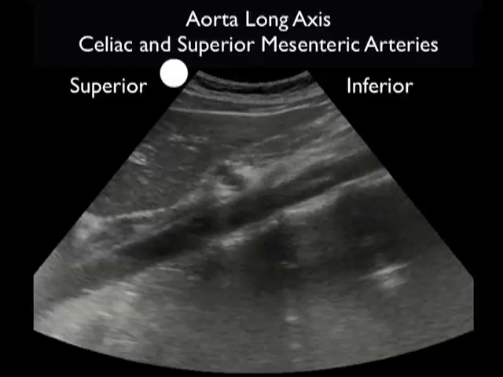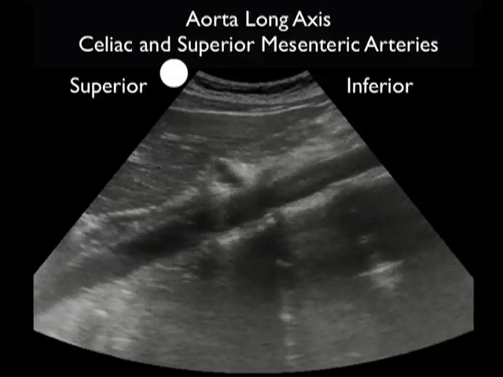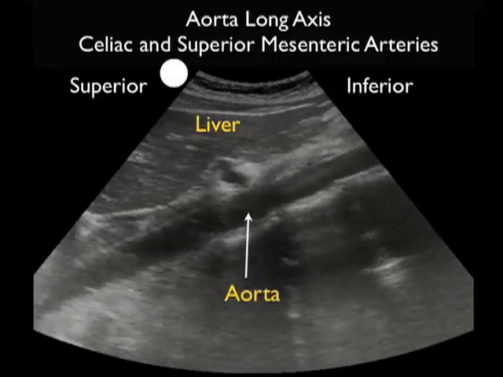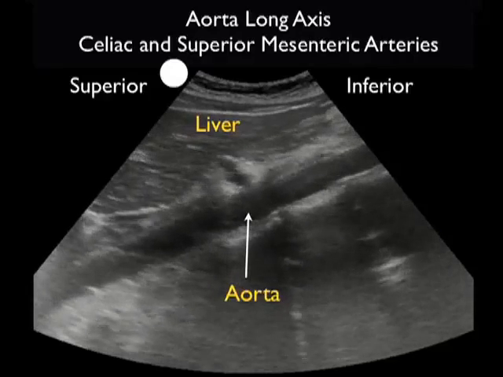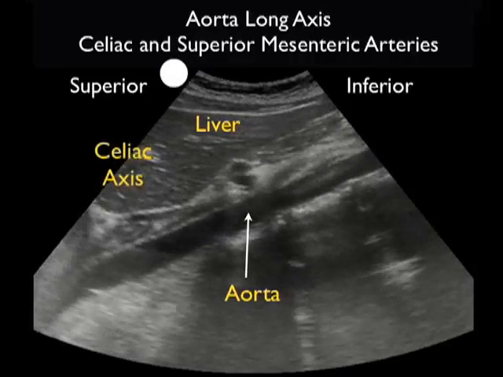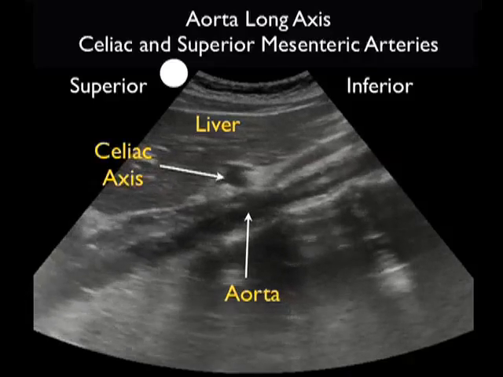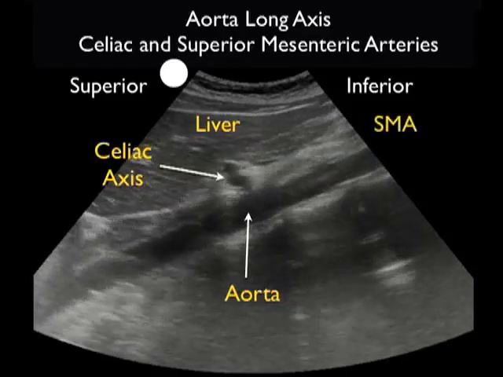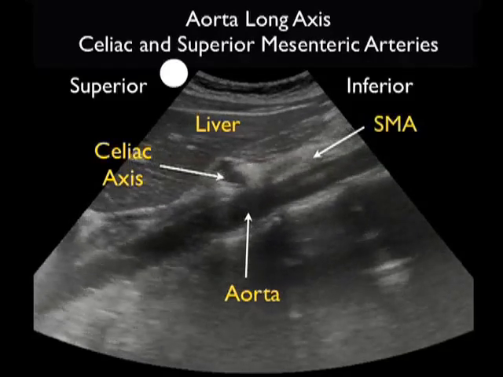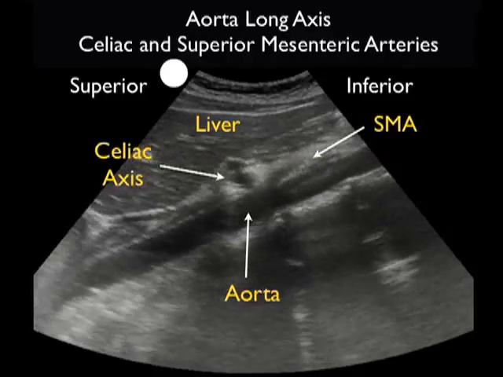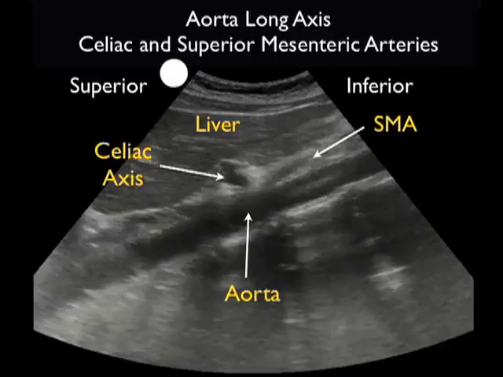It's always important to look at body structures in two planes, so now we're going to inspect the aorta in a long axis view. The probe is placed in a mid-sagittal orientation with a marker towards the patient's head, so we have superior to the left and inferior to the right. We can identify the aorta with its pulsations and its thick muscular wall. We see the branches of the aorta, the celiac axis branching more superiorly, and the superior mesenteric artery arching inferiorly into the intestine.